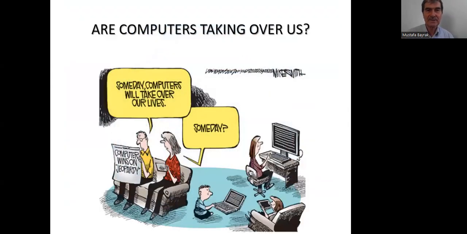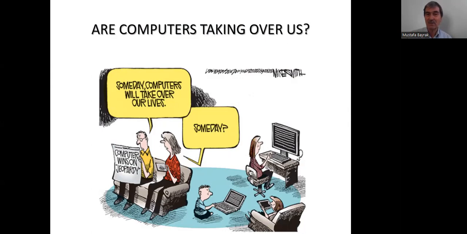A caricature, a really interesting cartoon. Are computers taking over us? The father says, someday, the newspaper says that someday computers will take over our lives, will take control of our lives. Someday, yeah, mother gets surprised. And someday, look around, look at our daughter.